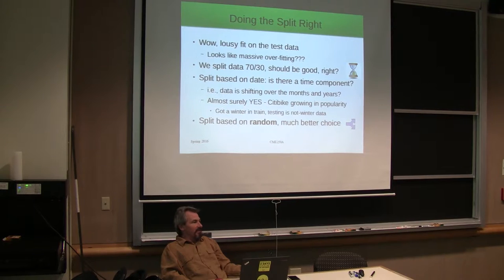Yeah, almost surely yes. City bikes are growing in popularity. There are more people in the last few months than there are in the beginning years, right? So the count and the numbers are just wrong. Furthermore, I took a year and a half worth of data and I trimmed off the last 30%. That didn't have a winter in it, and the first year did. So that winter was probably times when bikes were not so popular, whereas the next spring they're probably very popular. So picking a time-based split is very wrong.